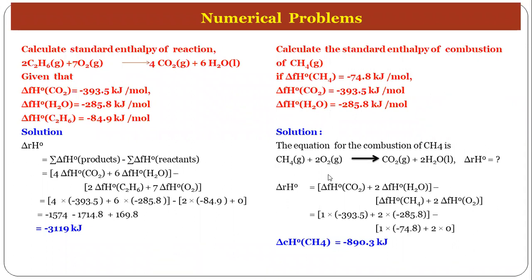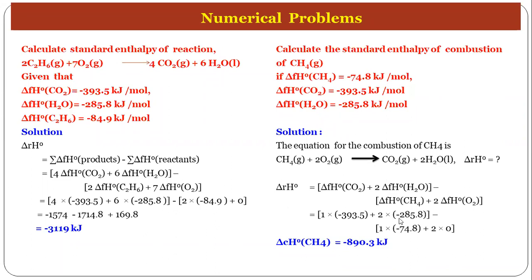So by putting the values in this equation, these values are already given in the numerical. Standard enthalpy of formation of CO2 is given, 1 into, because why is it 1? Because only one molecule of CO2 is there, so 1 is taken. If it is not written, it is considered as 1. So minus 393.5, the standard enthalpy of formation of CO2, plus 2 into minus 285.8. This is the value of standard enthalpy of formation of water.